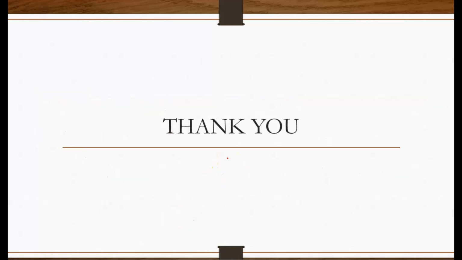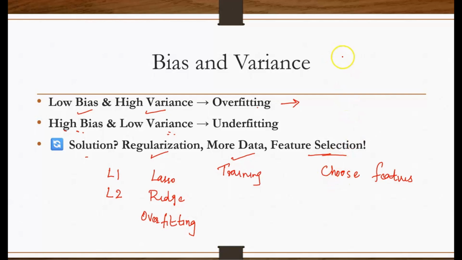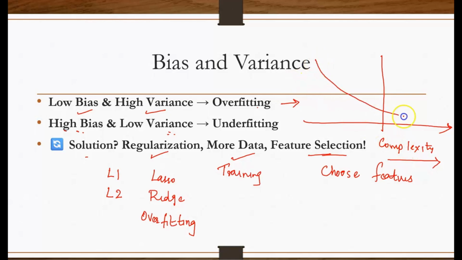Okay. So one more graph we can see regarding bias and variance. Here you can see the complexity of the model is increasing along this axis. As the complexity of the model increases, the bias error decreases. This is the bias error. As the complexity of the model increases, the variance error increases. So this is the error.